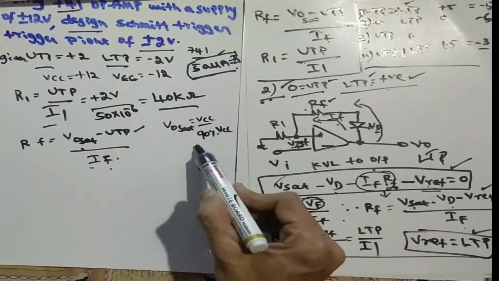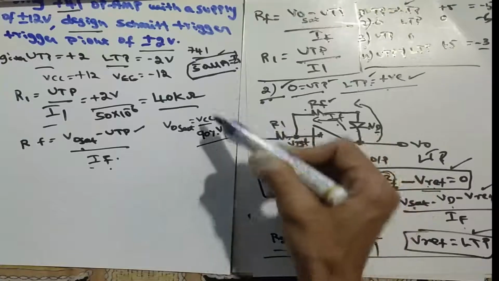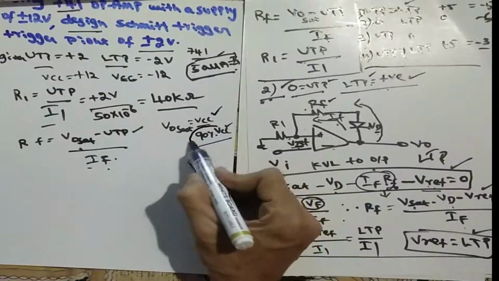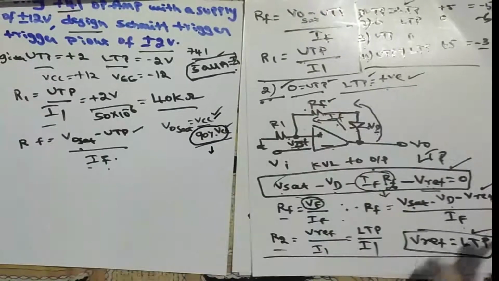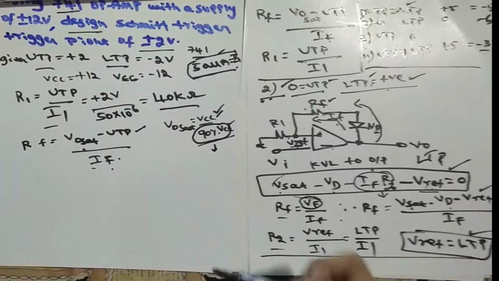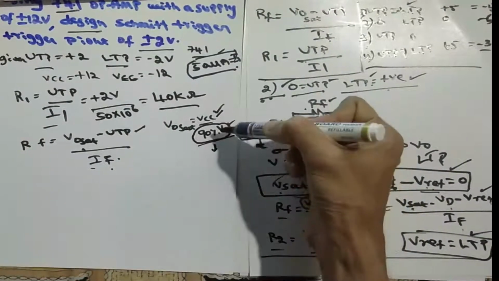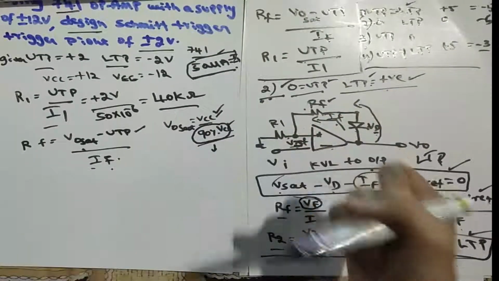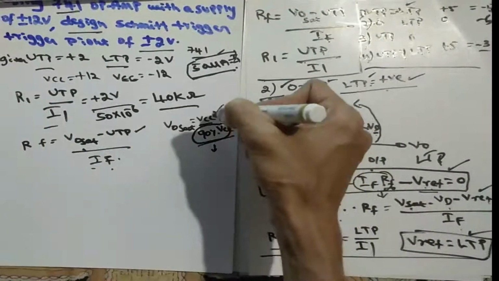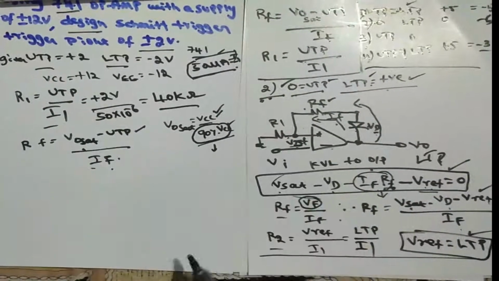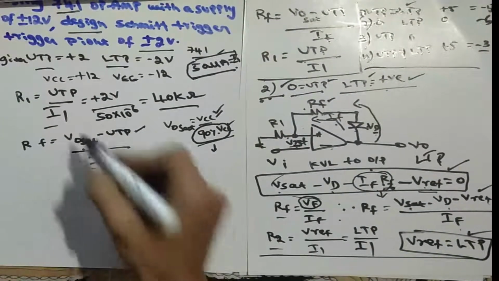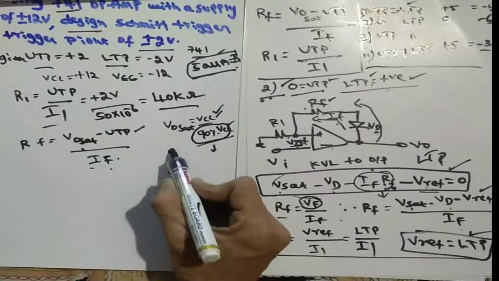If you take 90% of VCC that is also correct, and that is what we call the practical value, while the other is the theoretical one. If they ask particularly for theoretical or practical, you go with that. Otherwise you can simplify and take VCC. So I will go with the VCC value, and my V0 saturation I will take as 12.